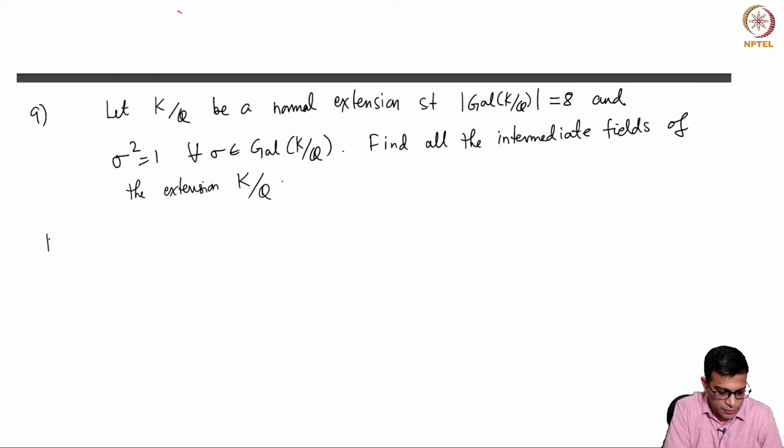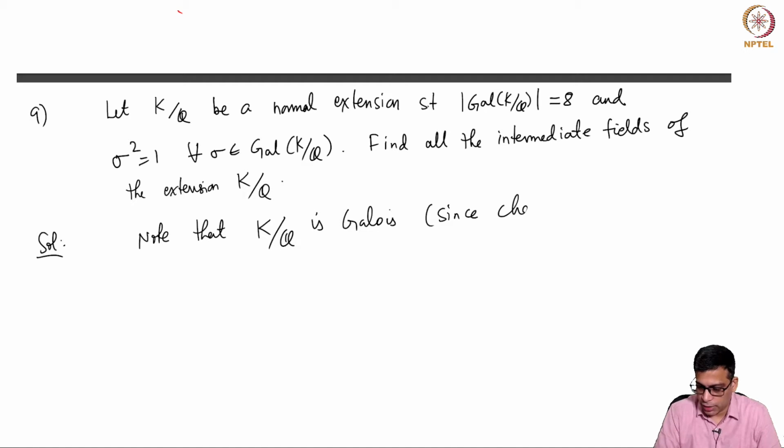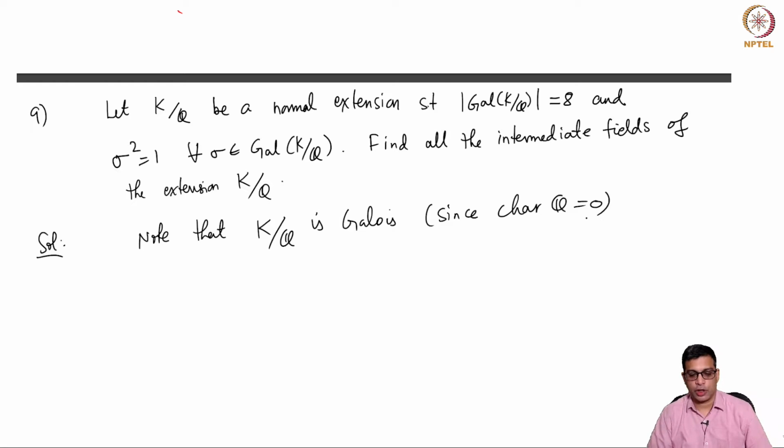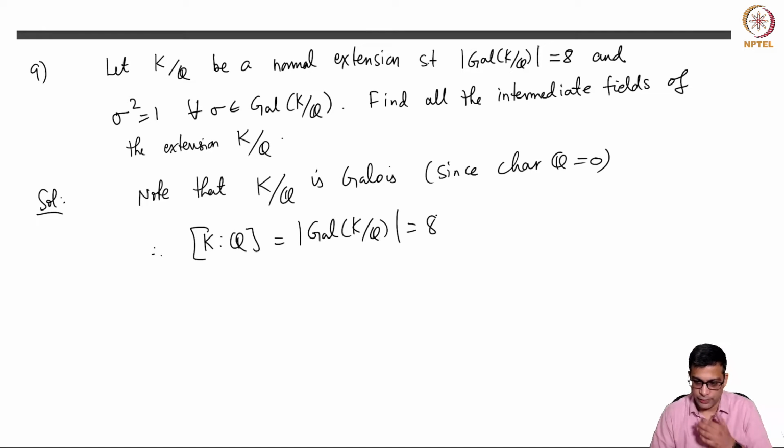So the solution to this is the following. First note that this is a Galois extension, since the characteristic of Q is 0. That means it's automatically separable. It is given to be normal, so it is Galois. Therefore, the degree [K:Q] is the cardinality of the Galois group, because it's a Galois extension, and that's given to be 8. So you have a degree 8 extension.